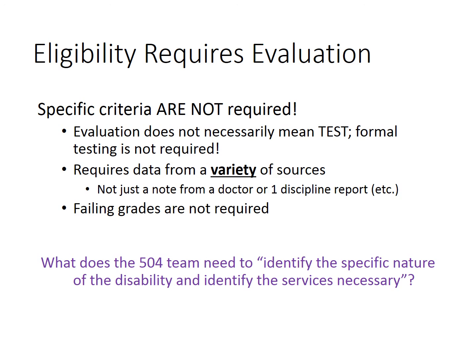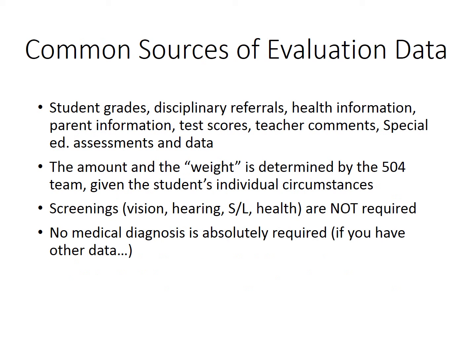So just because a student has straight A's and is doing fine does not mean that they don't need a 504 with or without an accommodation plan. What you're looking for is evidence of a physical or mental impairment, and then evidence about how that substantially limits the life function of the student at school. There is no set criteria. You have a lot of flexibility at the school level on this.